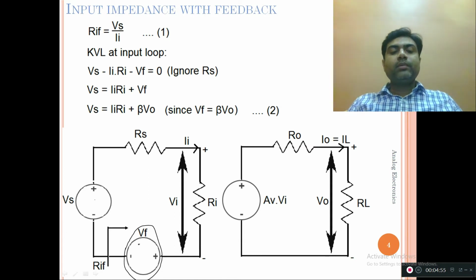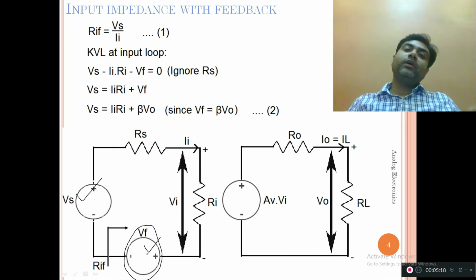And always remember, students, when we are drawing Vf, the polarity of Vf should be such that it opposes the polarity of Vs. Why am I saying this? Because we are talking about negative feedback of the amplifier. So if the feedback is negative, then it has to be Vs minus Vf. It cannot be Vs plus Vf.